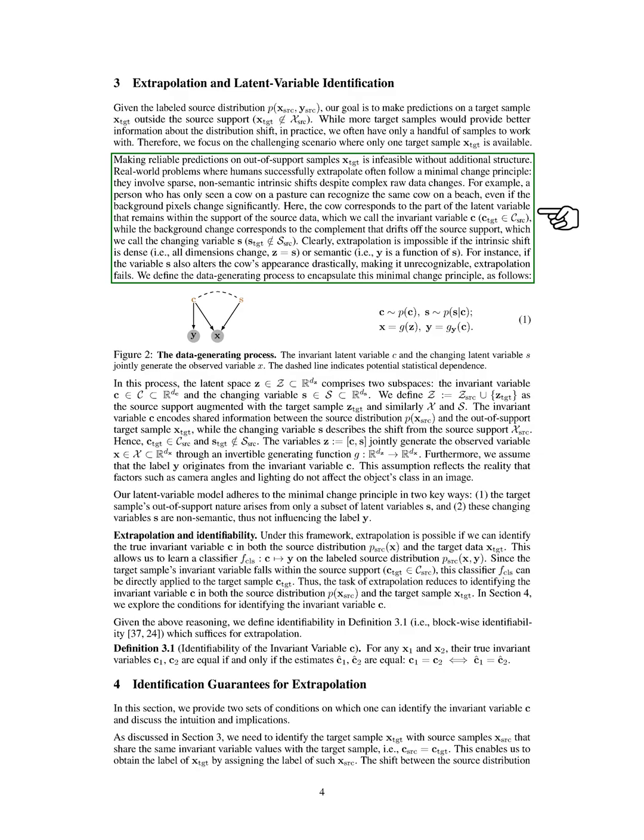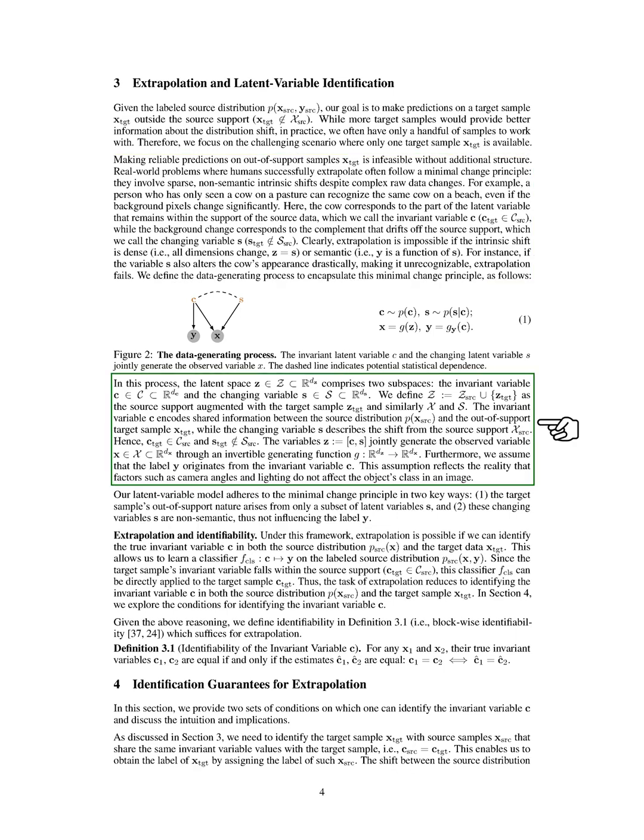The latent space consists of two parts, the invariant variable and the changing variable. The invariant variable captures shared information between the source distribution and the out-of-support target sample, while the changing variable accounts for the shift from the source support. The variables together generate the observed data through an invertible function, and we assume that the label comes from the invariant variable, reflecting that certain factors do not affect the object's class.